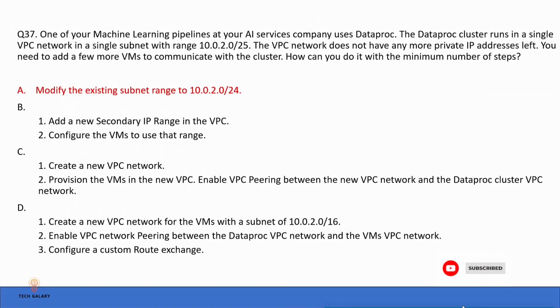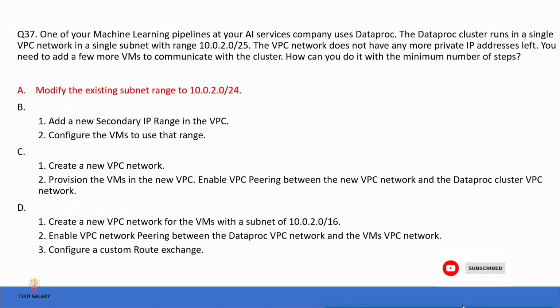Now let's take a look at option C. Create a new VPC network, provision the VMs in the new VPC, enable VPC peering between the new VPC network and the Dataproc cluster VPC network. This option is not correct because there is no need to create a separate VPC for the VMs, and creating a new VPC network and provisioning the VMs in it will require setting up VPC peering between the new VPC network and the existing Dataproc cluster VPC network. So this will again require additional configuration and steps which is not necessary to solve the problem of running out of available private IP addresses in the existing VPC network subnet.